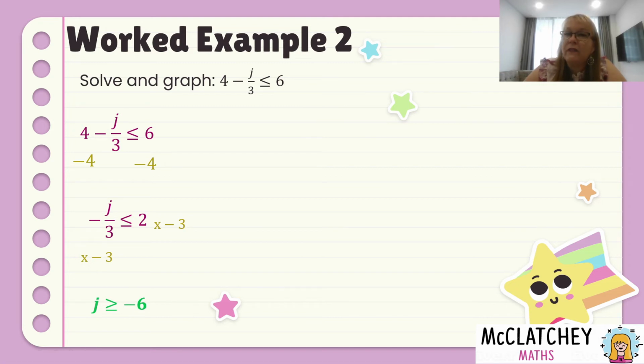Now here is where the checking is critical, because you might not be 100% sure. You might have forgotten to flip your sign around. You might not be 100% sure if you should have or if you shouldn't have. So here's where you're going to check.